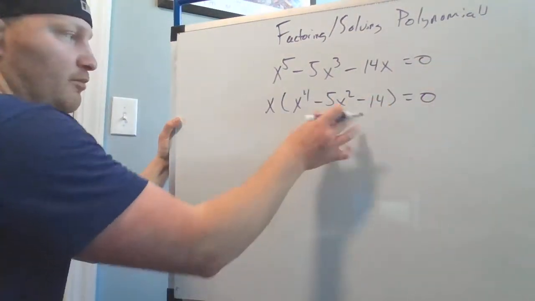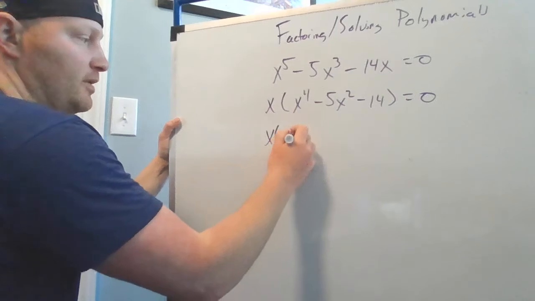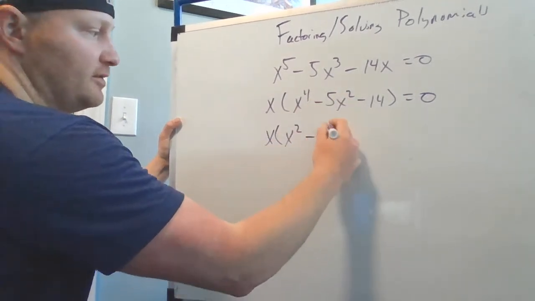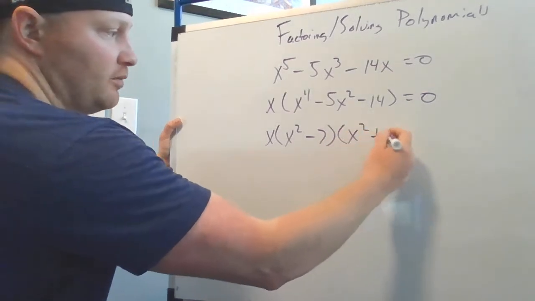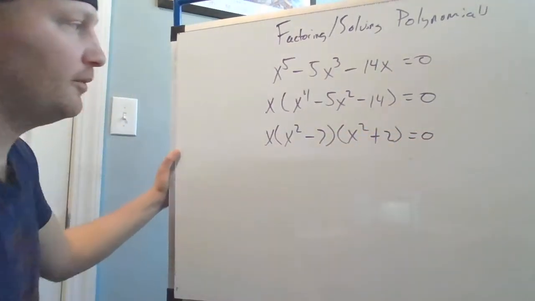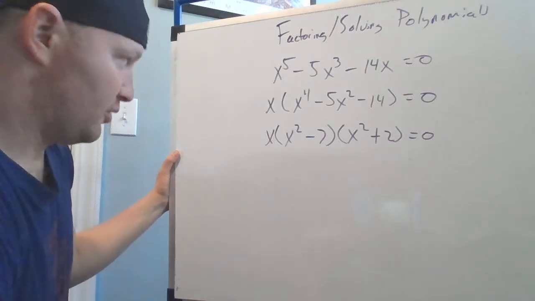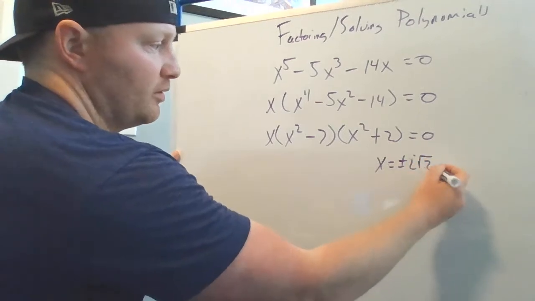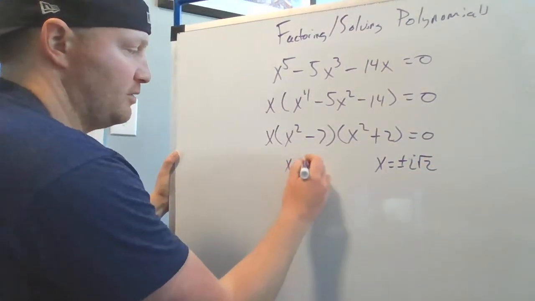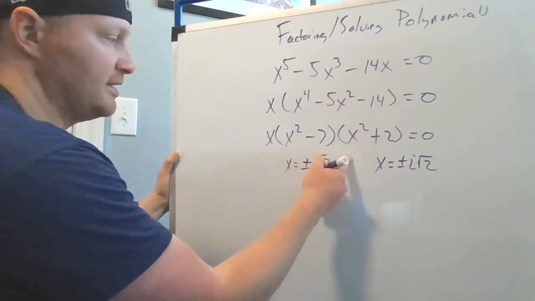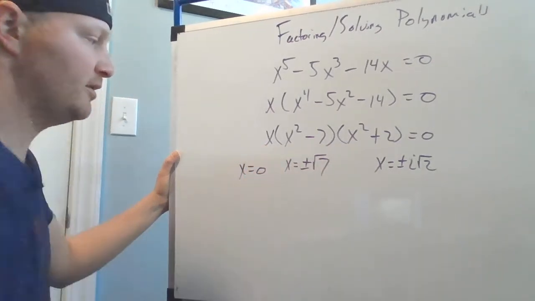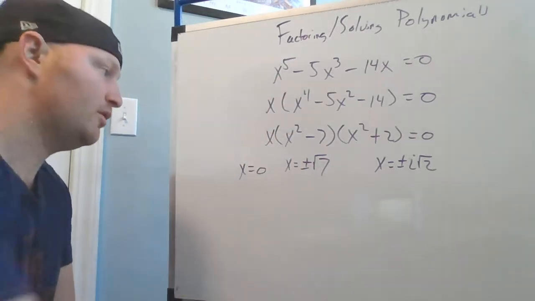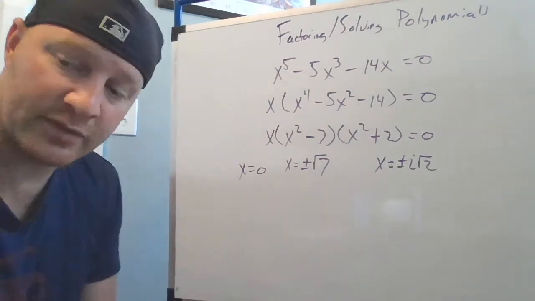Okay? Break this down one step further. X, we got x squared. What multiplies to this, adds to this? Negative 7. X squared plus 2 equals 0. That is correct. So I have x equals plus or minus i square root 2. I have x equals plus or minus square root 7, because I'm adding 7 to both sides, and I have x equals 0. So how many real solutions does this polynomial have? Turns out 1, 2, 3 real solutions.